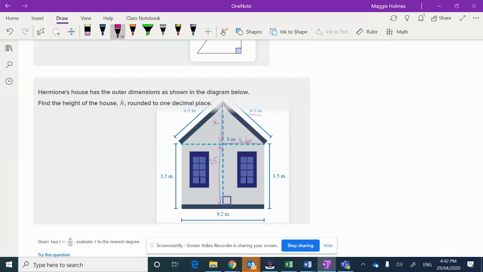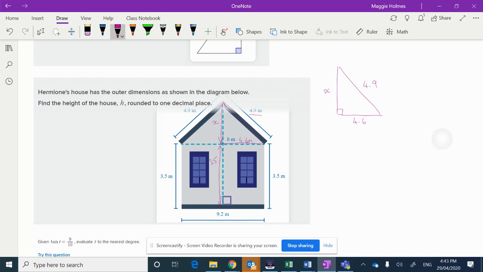Let's just redraw our triangle because that diagram's getting a little bit cluttered. There's your 4.9 and here's your 4.6. So you'll notice that we don't have angles here. What we have is a right angled triangle. We know 2 side lengths and we want to know one of the other side lengths. So that is a Pythagoras question.